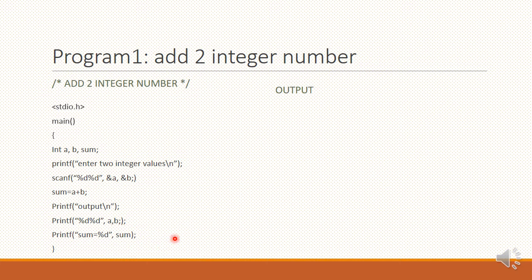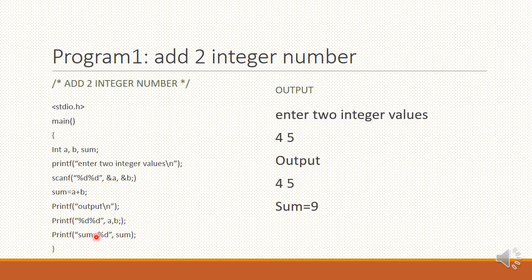Okay, let us see after executing how you are going to get the output. You get the same output as in the previous one, because it is the same program except for this sum. Enter the two integer values. You enter the values 4 and 5, and it prints the a and b values. Next we say to print sum is equal to %d. What is present in sum? 9, that is 4 plus 5 is equal to 9.